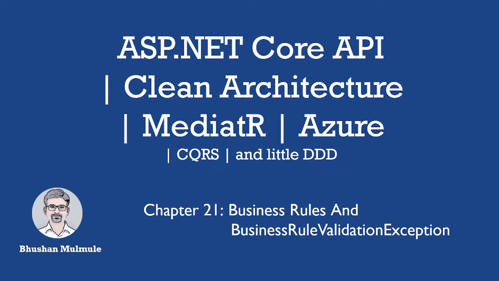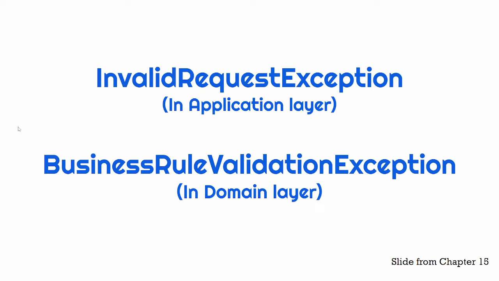Hello. In this session, we will talk about business rules and business rule validation exception. If you remember, in chapter 15, we discussed custom exceptions. There we discussed that if we are not building any library and are building application software, then we should define only one or two custom exceptions. One exception, the invalid request exception, we already defined in chapter 15. We defined it in the application layer, which is responsible for throwing exceptions at the application layer.